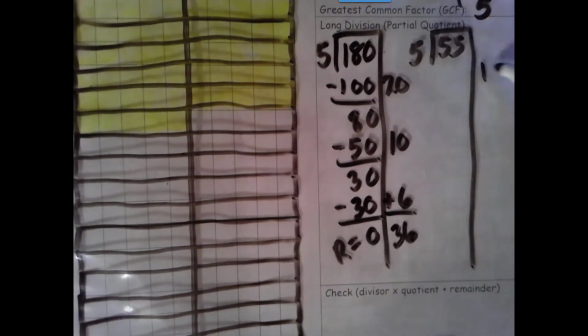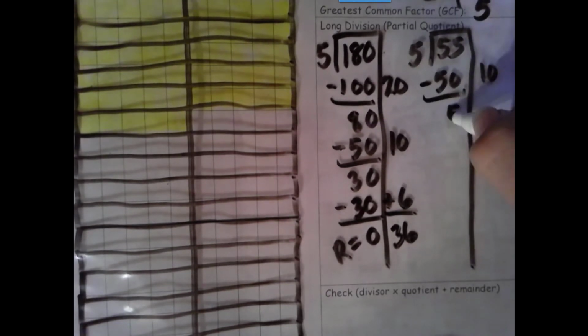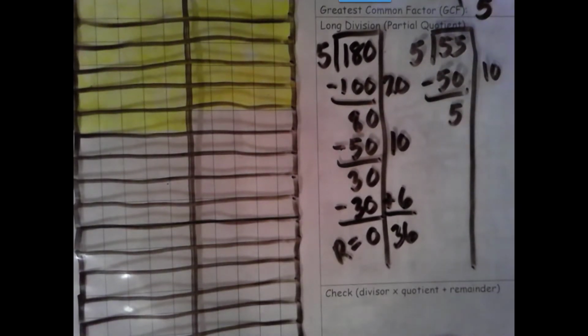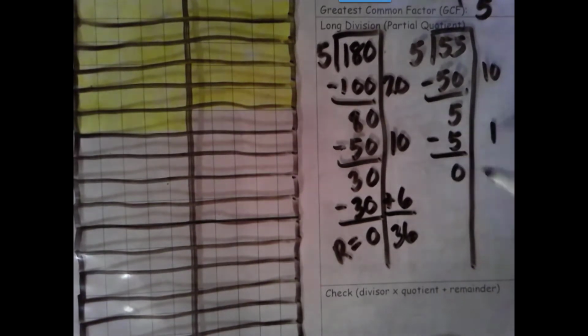Okay, over here, 10 times 5 is 50. More on top, no need to stop. Numbers the same, zeros the game. 1 times 5 is 5. Numbers the same, zeros the game. 10 plus 1 is 11.